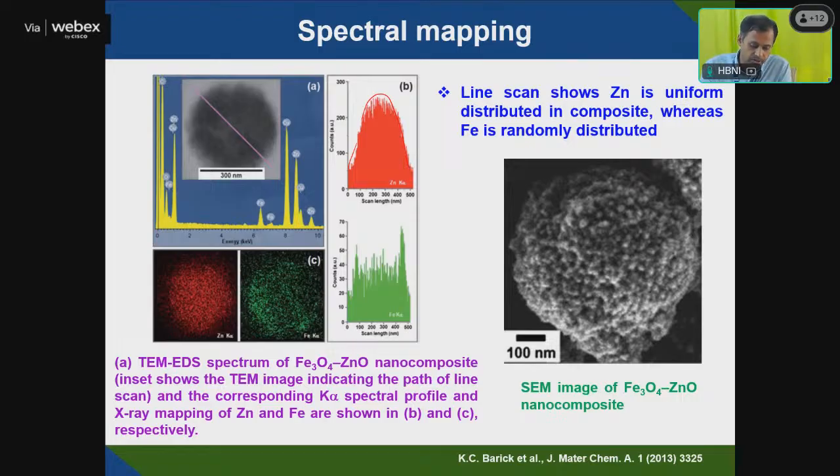Here the cobalt is distributed, sorry, the zinc is distributed uniformly. Whereas the iron, you can see somewhere it is dense, somewhere it is less. It's not a hemisphere. That means it's a Fe3O4 zinc oxide sample formed by aggregates of nanoparticles. Inside that, many iron oxide Fe3O4 particles have been embedded. You can see how these Fe3O4 are distributed by using spectral mapping.